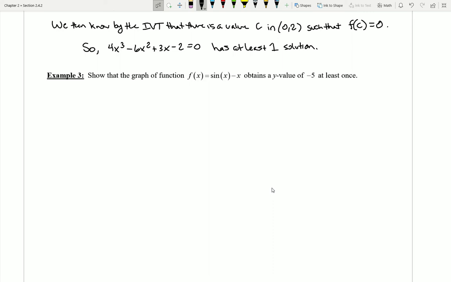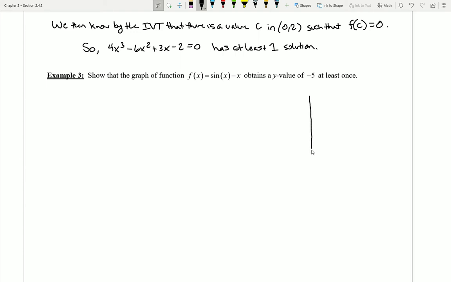Now, let's take a look at example number 3. And this is another one where we have the same basic idea. We're going to try to use the intermediate value theorem to help address a question. We want to show here that the graph of this function obtains a y value of -5 at least one time. Okay, now I have no idea what this graph looks like, nor do I really care. In fact, I don't even want to know what the graph looks like, because I don't think I need to.